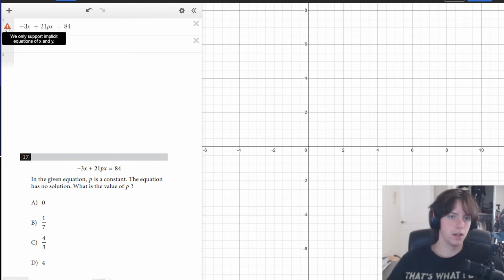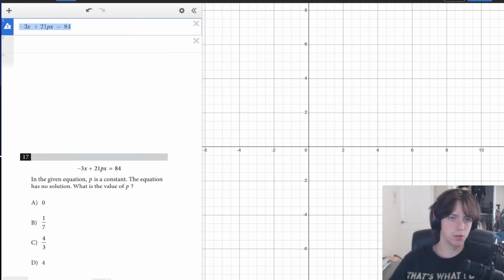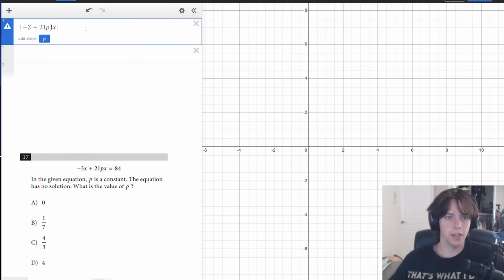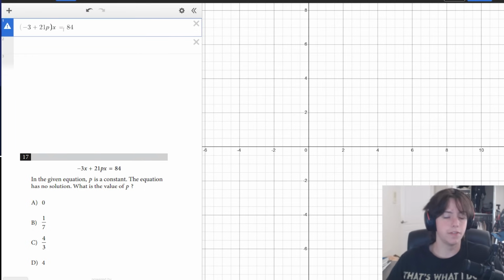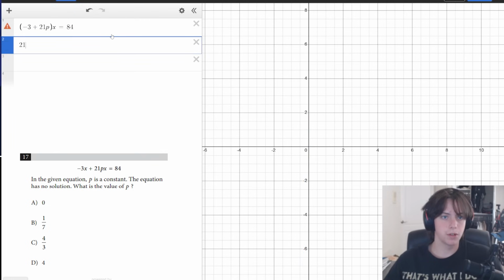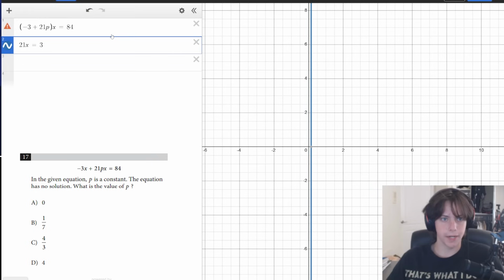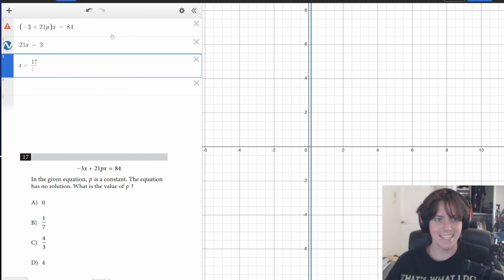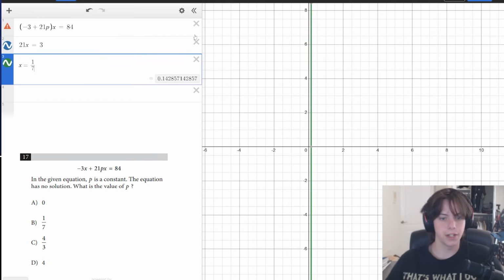We can just remove the x and get negative 3 plus 21p times x equals 84. What's nice about this is we know that the only time it doesn't exist is when 21p minus 3 equals 0. Let's rewrite p as x, so we get 21x equals 3, and we see that the only value it works is x equals 1 over 7, so our answer is B.